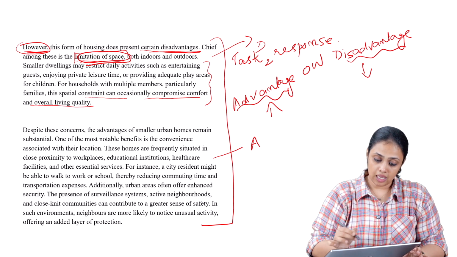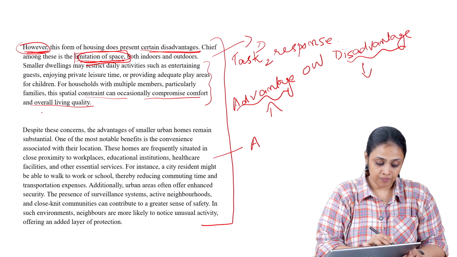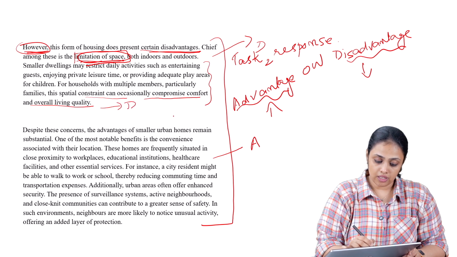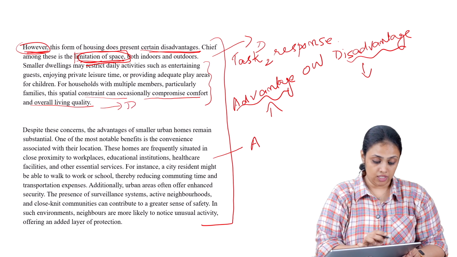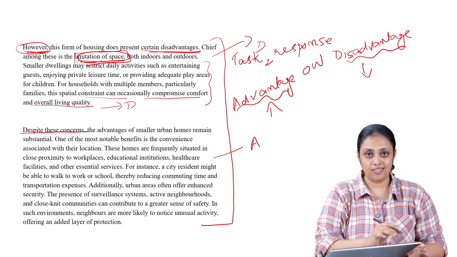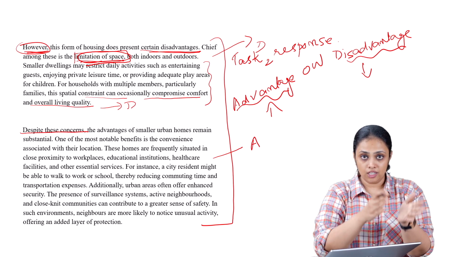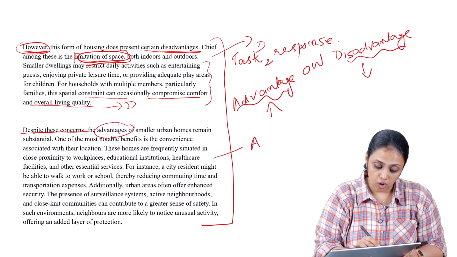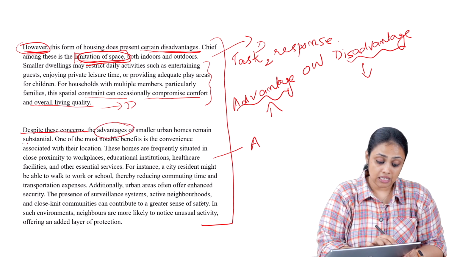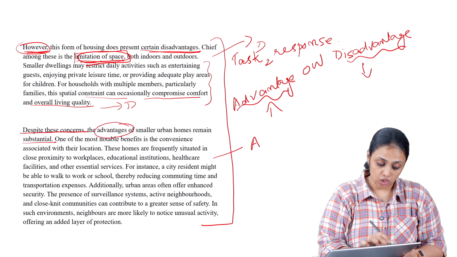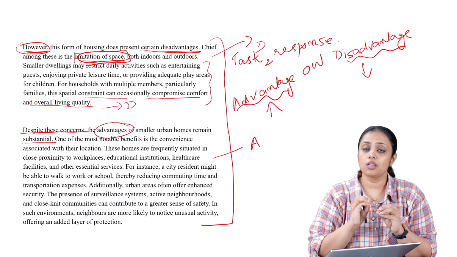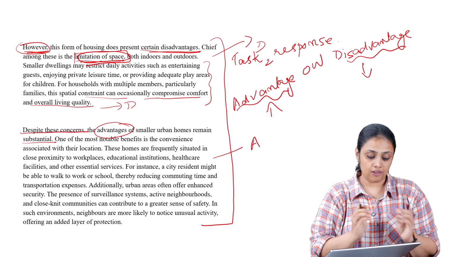Now moving on to the second part of this same idea. Here you have talked about the disadvantage. Now in this paragraph we're going to discuss the advantages. "Despite these concerns," again there is a shift in idea. Now we are coming on to the advantages. "The advantages of smaller urban houses remain substantial." So this is your topic sentence to this paragraph, which gives the reader an idea that you're going to discuss the advantages in this paragraph.